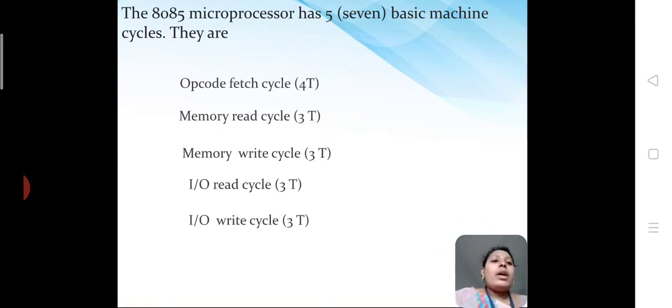In total we have 5 basic machine cycles in the 8085 microprocessor. The first is opcode fetch, which contains 4 T-states. The memory read cycle takes 3 T-states, the memory write cycle takes 3 T-states, the input or output read cycle takes 3 T-states, and the input or output write cycle also takes 3 T-states. Except for the opcode fetch cycle, all the remaining ones take 3 T-states. Now let us see one by one the opcode fetch cycle, memory read and write cycles, and input or output read and write cycles.